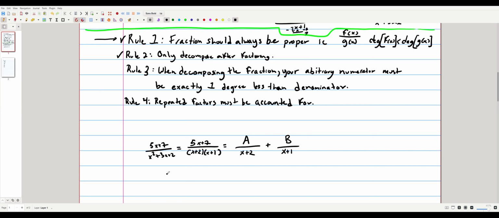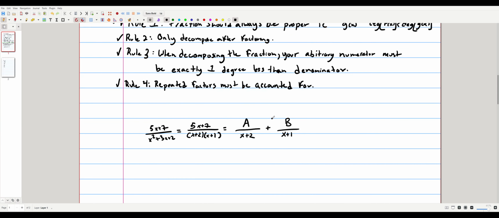Okay, and then rule 4, so we just took care of rule 3. Rule 4, repeated factors must be accounted for. And so here we have x plus 2 and x plus 1. We don't have any repeated factors. These are both unique factors, so we don't really have to worry about rule 4, but we have some example problems that we'll set up together where we do have that. So let's just check that off for now. And so this becomes the setup for our partial fraction decomposition.